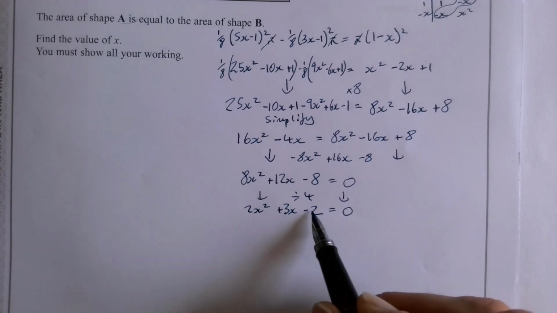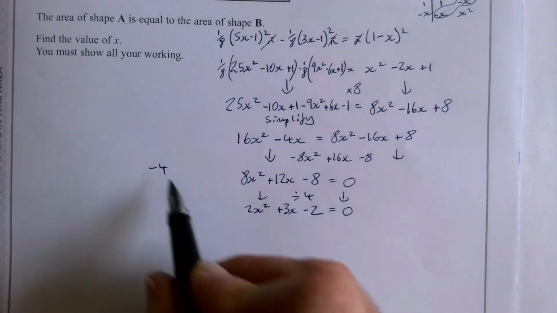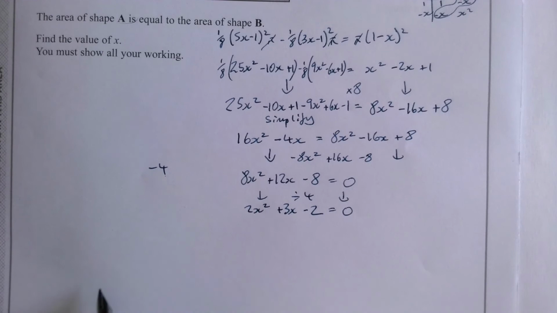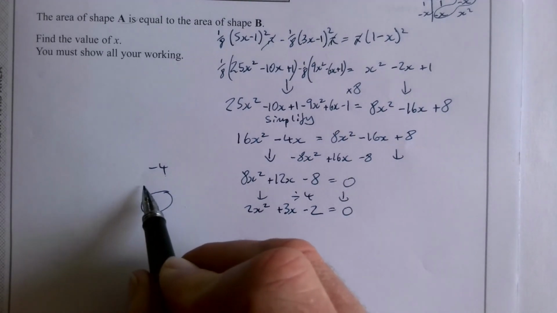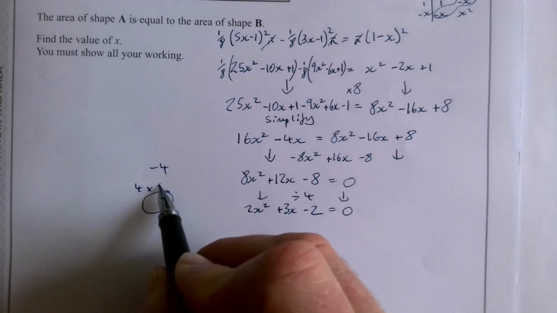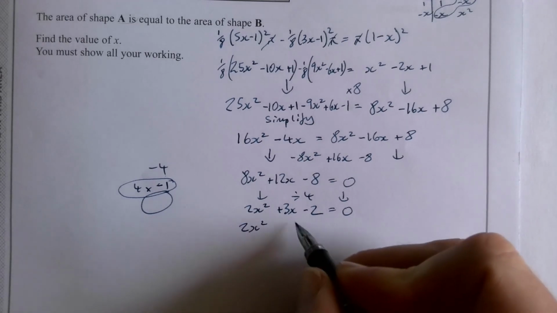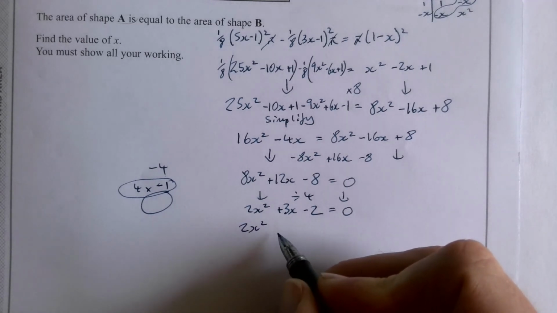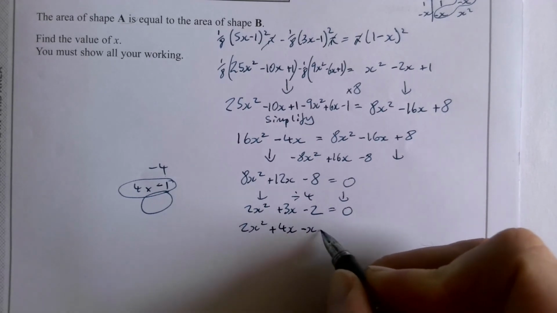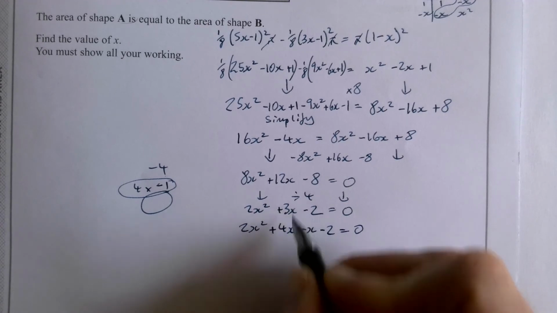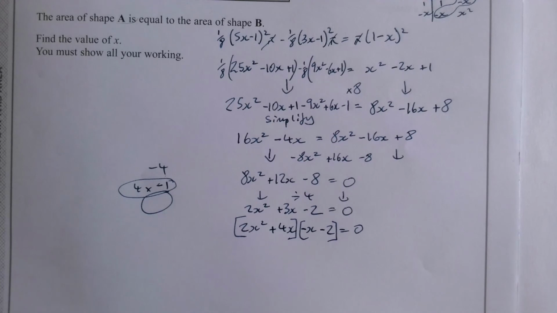I would say 2 times negative 2 is negative 4. So I'm looking for a pair of numbers that multiplies to make negative 4 but adds to make 3. And that is 4 times negative 1, because 4 take 1 is 3. So I'm then going to rewrite 2x squared plus 3x take 2 as 2x squared plus 4x take x take 2 equals 0, because that's still 3x there. And I'm going to factorise separately those two bits there.